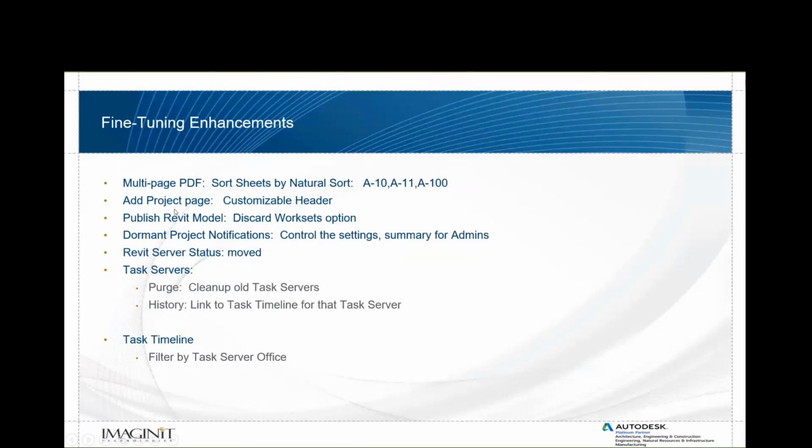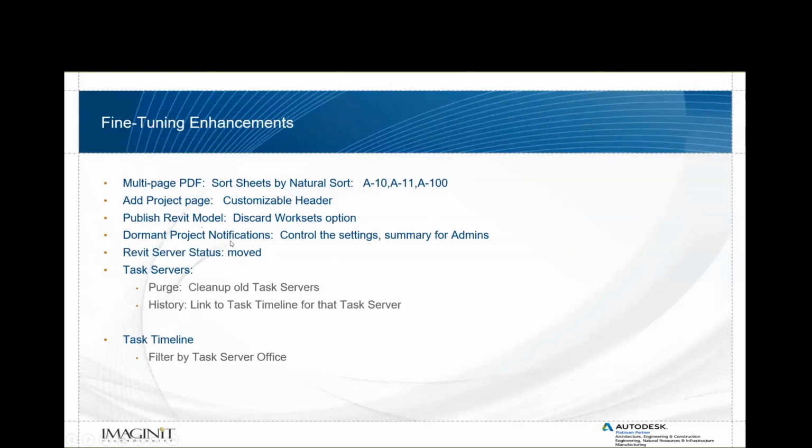For people who want to control the user interface in terms of being able to add a project, or giving instructions to the people in your company about adding a project and what the right process should be, we've got customizable headers now where you can add a header to the top of the Add Project page. We also have it already on the All Projects page, just to give people guidance about what they're looking at. Some enhancements to tasks, like Publish Revit Model now supports a Discard Work Sets option.